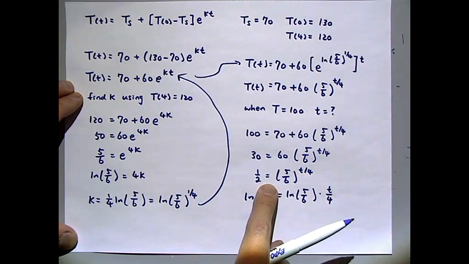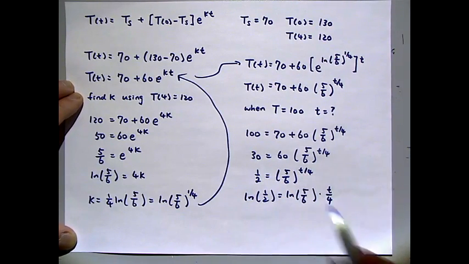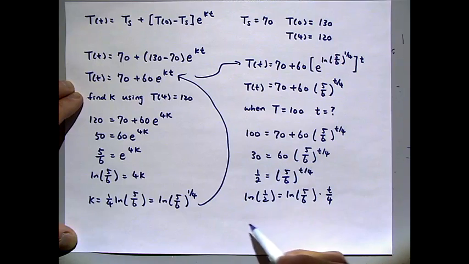Okay, I brought down the t/4 once I took the natural log. And then it's natural log of 5/6 times that power. Now I can find little t. Very simple. I divide by natural log of 5/6 and multiply by 4.